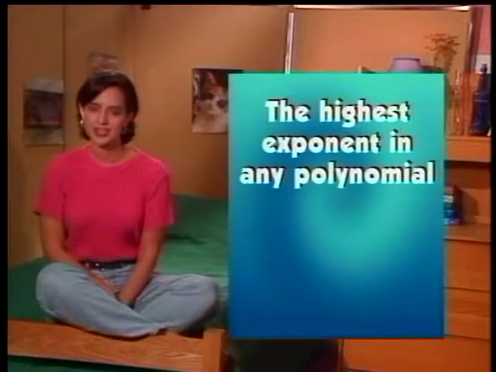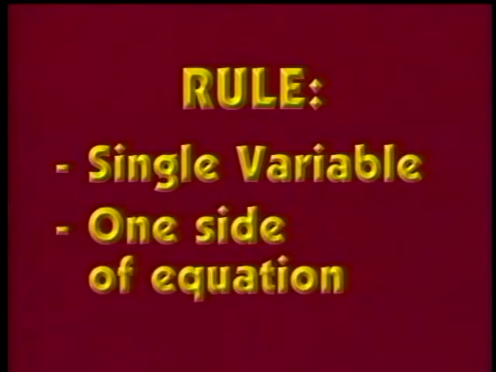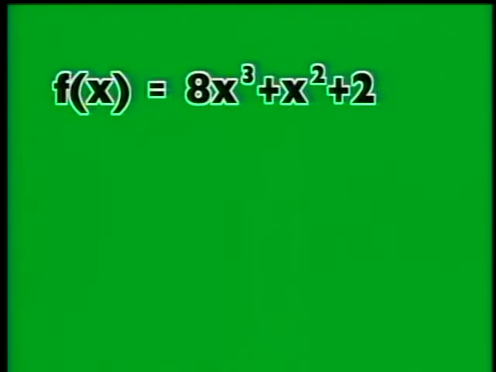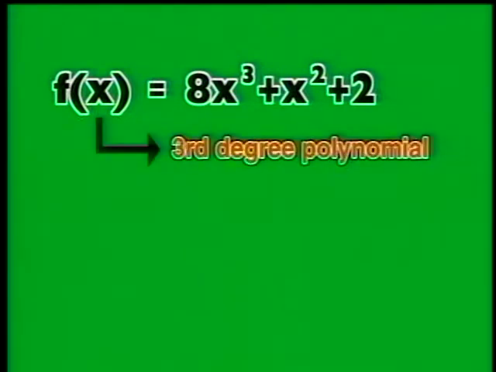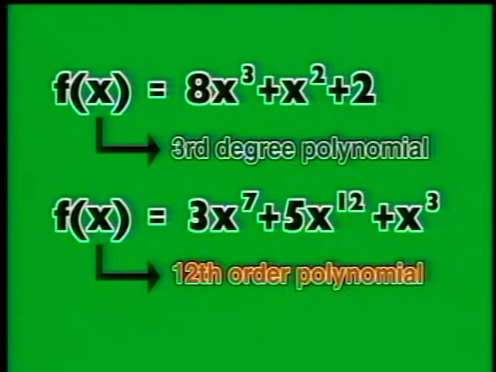The highest exponent in any polynomial is called the degree, or order, of the polynomial. This rule holds whenever you have a polynomial with a single variable on one side of an equation. For example, the function f of x equals 8x to the third plus x squared plus 2 is a third-degree polynomial because the highest exponent in the equation is 3. And the function f of x equals 3x to the 7th plus 5x to the 12th plus x cubed is a 12th order polynomial because the highest exponent in the equation is 12.